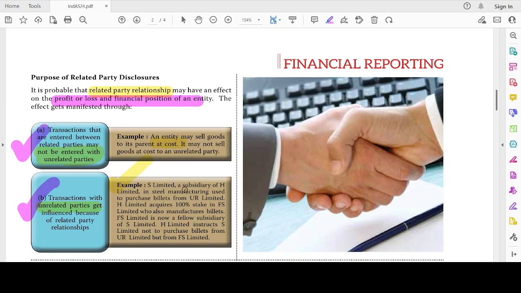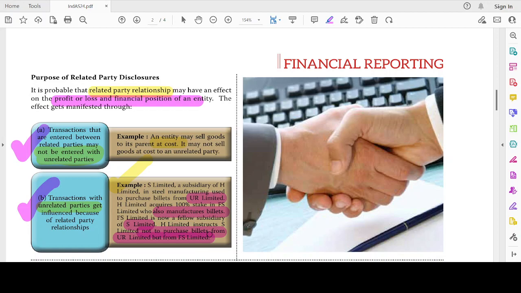Okay, in steel manufacturing, to purchase billets from UR Limited, HR Limited acquires a 100% stake in FS Limited, who also manufacture billets. FS Limited is now a fellow subsidiary of S Limited. H Limited instructs S Limited not to purchase the billets from UR Limited but from FS Limited.